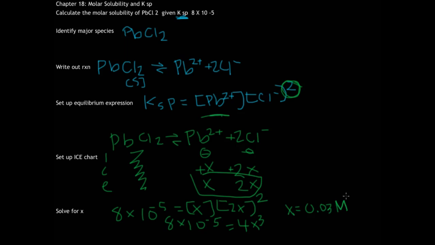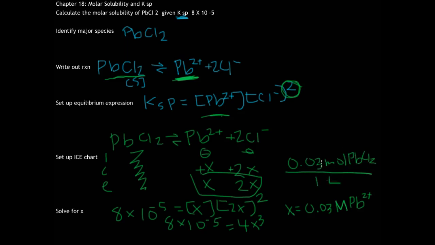Okay, and that is for the lead 2+ ion, correct? So look, the lead 2+ ion and the lead II chloride are in a 1-to-1 ratio. So if that's how much lead 2+ ion, that's the same number for the lead II chloride. So what does this mean? It means you can get 0.03 moles of lead II chloride to dissolve in every 1 liter of solution.